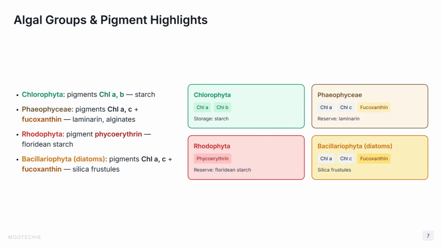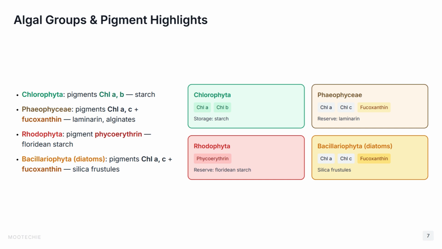This slide provides a clear summary of key algal groups and their pigment highlights. Chlorophyta, the green algae, have pigments chlorophyll A and B, and they store starch. Phaeophyceae, the brown algae, have pigments chlorophyll A and C plus fucoxanthin, and they store laminarin and produce alginates. Red algae are characterized by the pigment phycoerythrin and store Floridian starch.